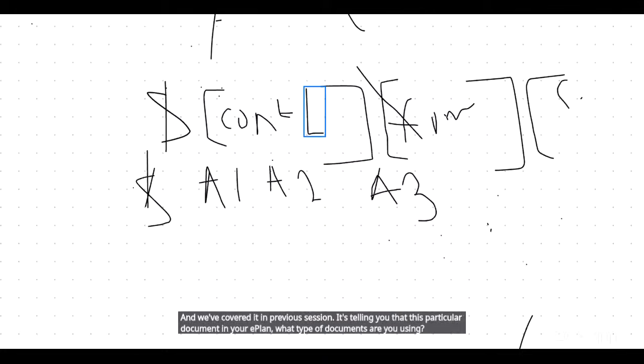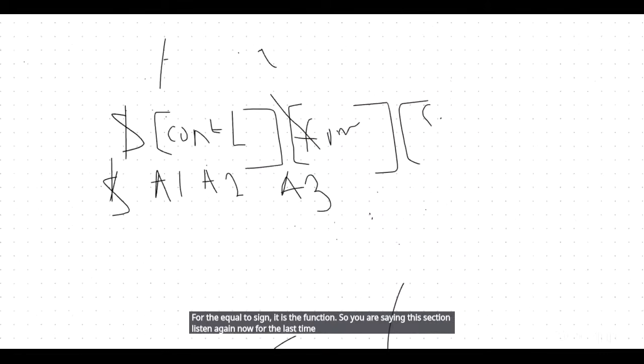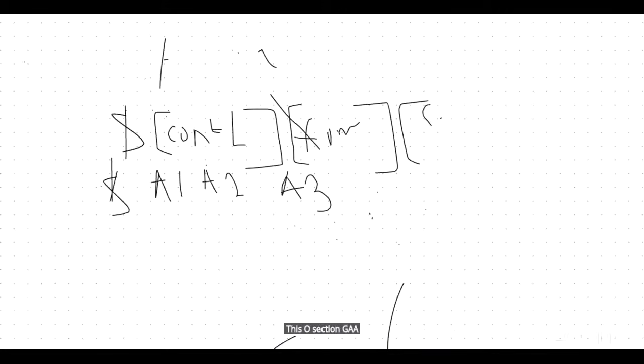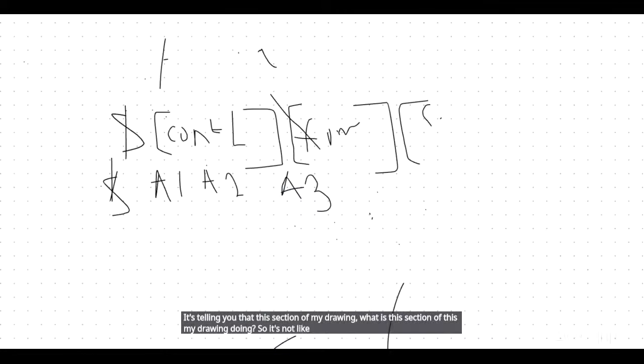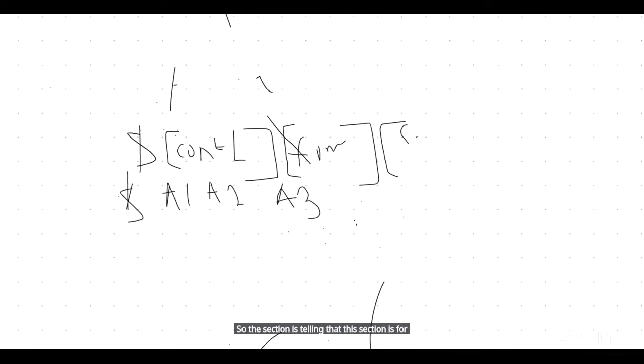So let me clear this question that I asked before. For the equal to sign, it is the function. Listen again now for the last time. It's telling you that this section of my drawing, let me take you to this whole section, GAA 400 power supply. What is this section of my drawing doing? It's not the function of the symbols, that's too basic. It's telling you the function of that whole section. So the whole section is telling you that this section is for 400 volt power supply.